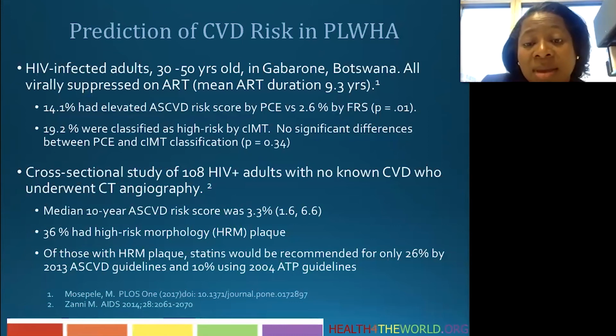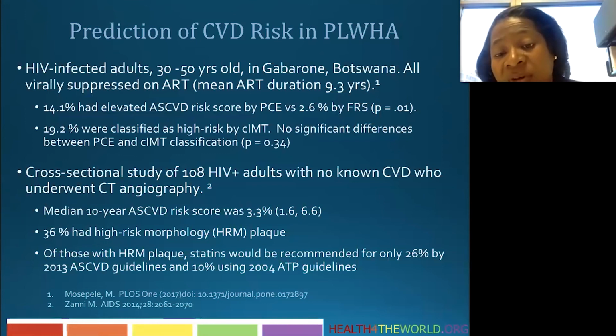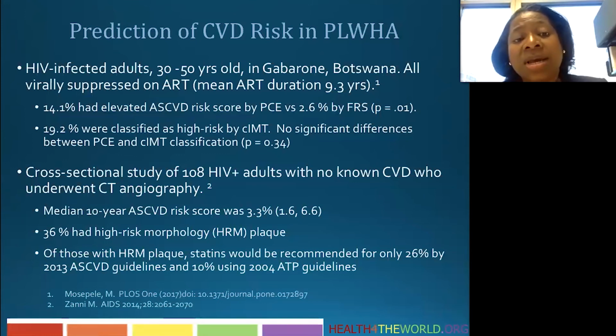And using the pooled cohort equation 2013 American Heart Association guidelines, only 26% of the people who had high-risk plaque would have met the criteria for statin use. So in that group of adults, it's admittedly a small number of patients, it seemed like the pooled cohort equation actually underperformed and underestimated risk compared to CT angiography. Again, not the same thing as having had an MI, but CT angiography really does look at the coronary vessels themselves, and people with high-risk plaque are at increased risk for MI.